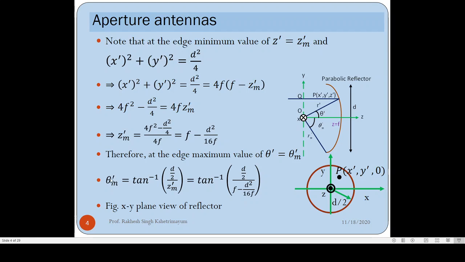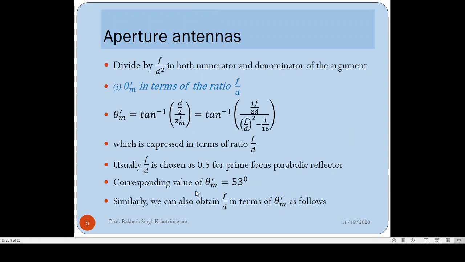Theta m dash will become tan inverse d by 2 over... So basically you have the value of Zm dash here. So you replace Zm dash by this, f minus d square by 16f. So theta m dash will become tan inverse d by 2 over f minus d square by 16f now.